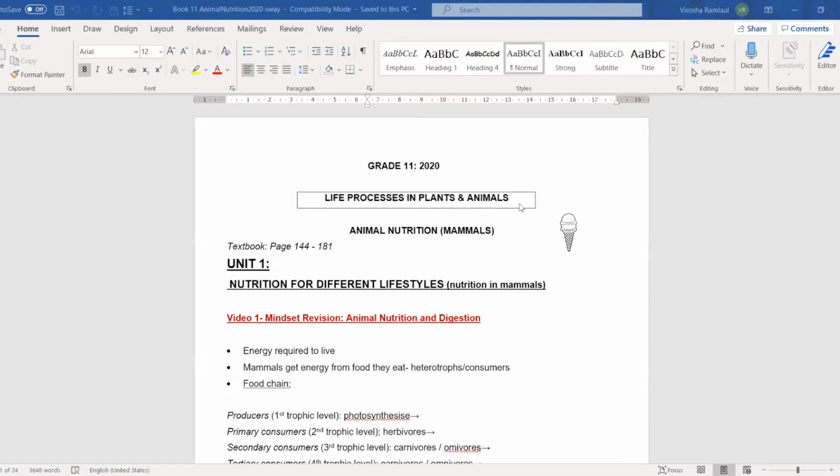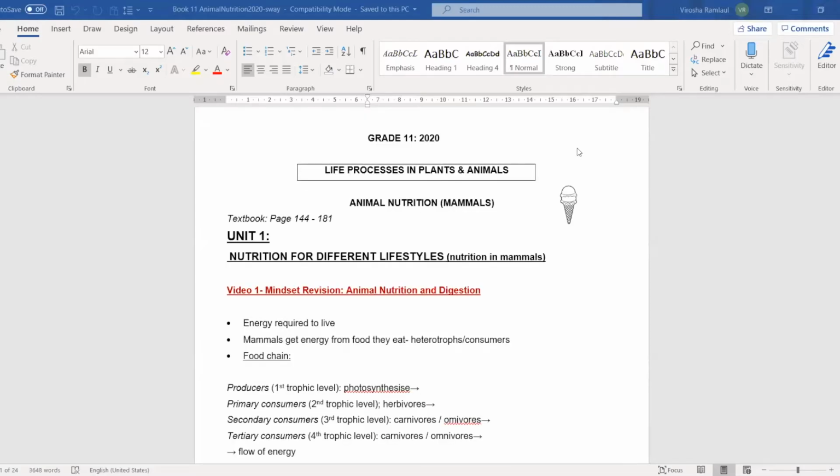Today we're doing a lesson on animal nutrition. This is your revision lesson to make up for yesterday, the lesson we couldn't have because of load shedding. I'm using the SWAY document that we use for our kids at school.